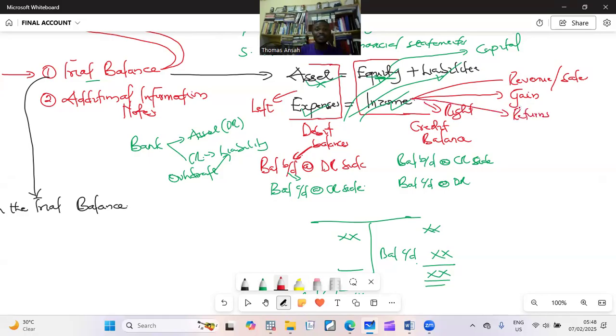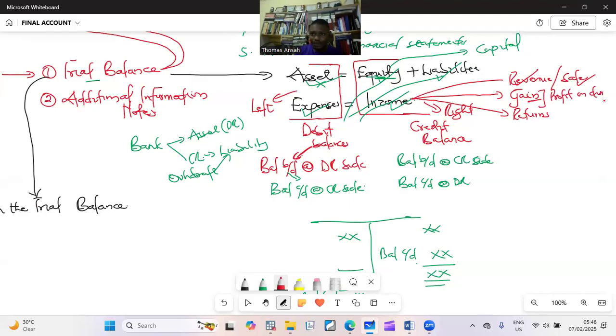Returns, like investment returns, that you will be the one collecting. It is income, something that is coming to you, not something that is going out of you. It is something that is coming to you. So revenue comes to us. We sell, the money comes to us. When you sell something, the profit on disposal, this is what we call it. We call it gain, profit on disposal.